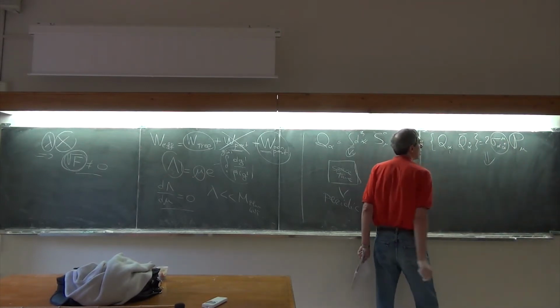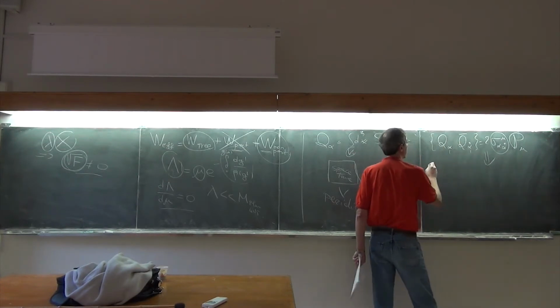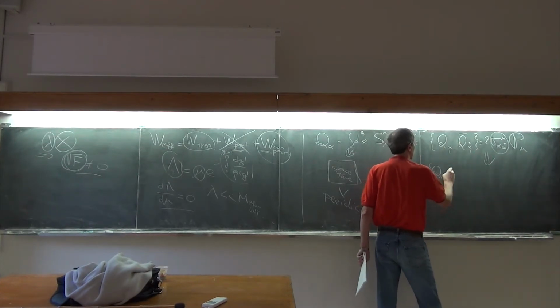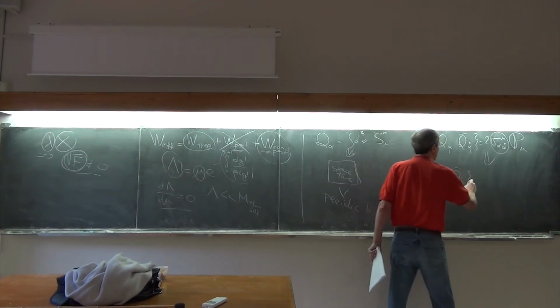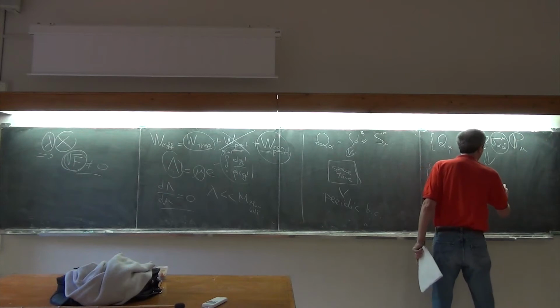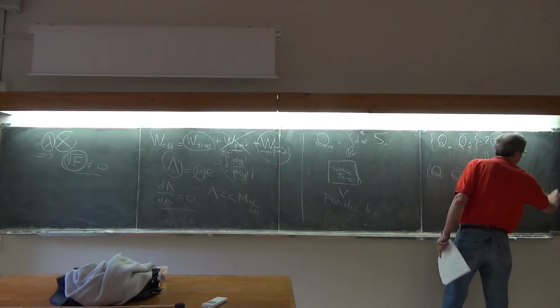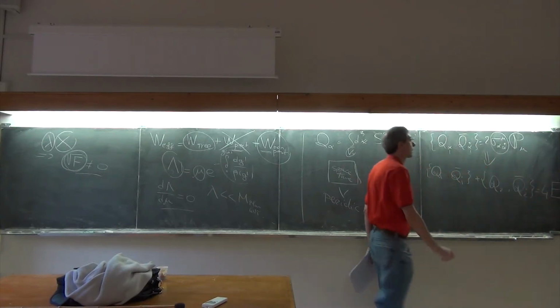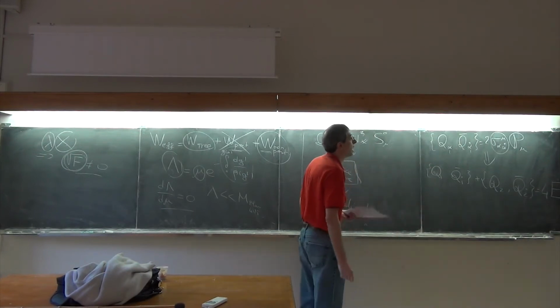If you put 1 and 1 dot here, and you sum with 2 and 2 dot, you get 4 times the energy. So here you get Q1 Q1 dot plus Q2 Q2 dot is equal to 4 times P0, which I call the energy. Okay? That's a very simple algebra.